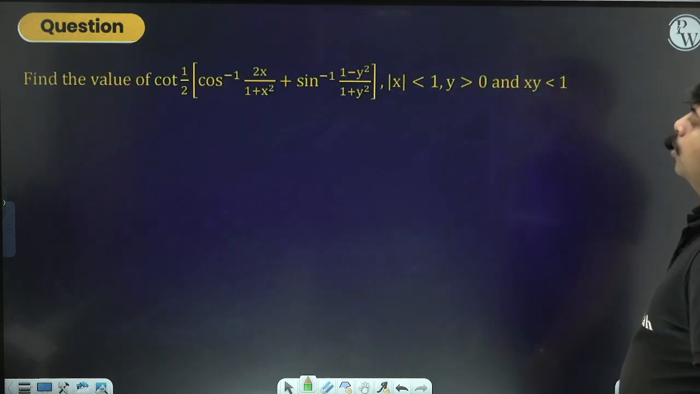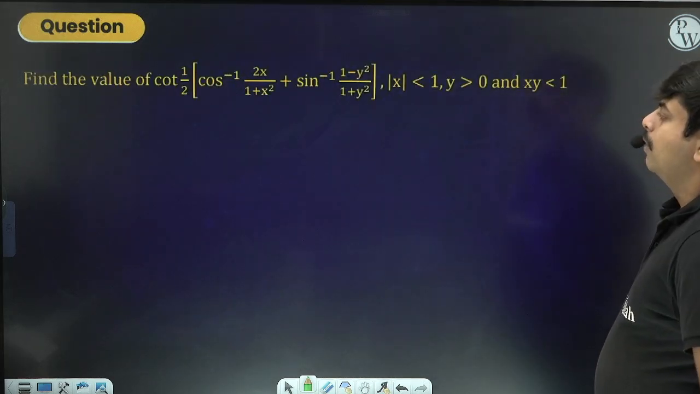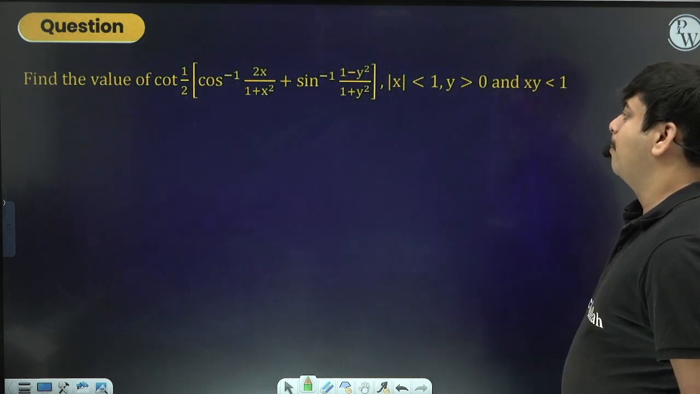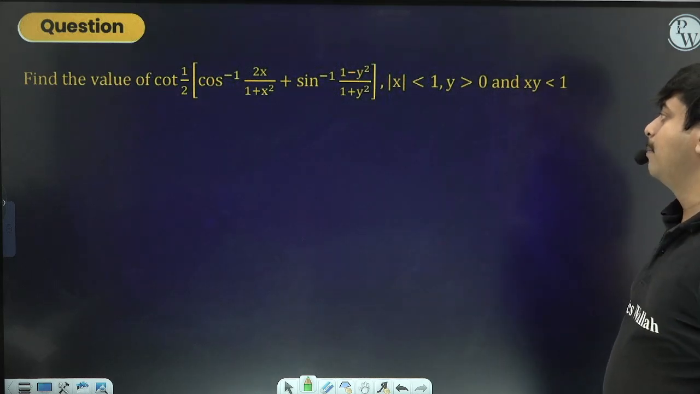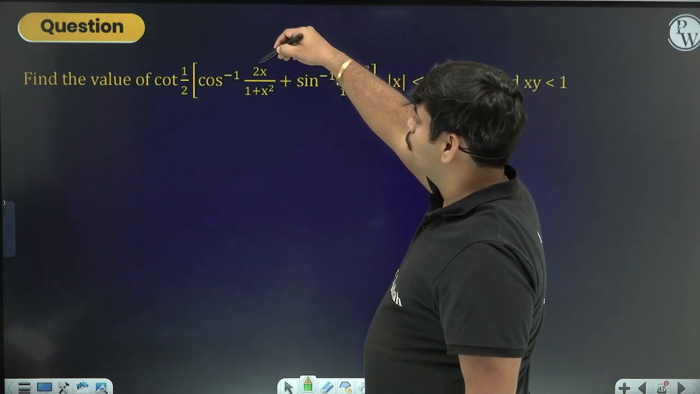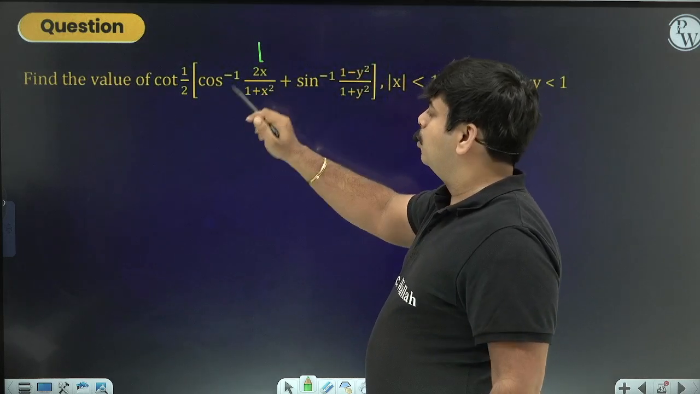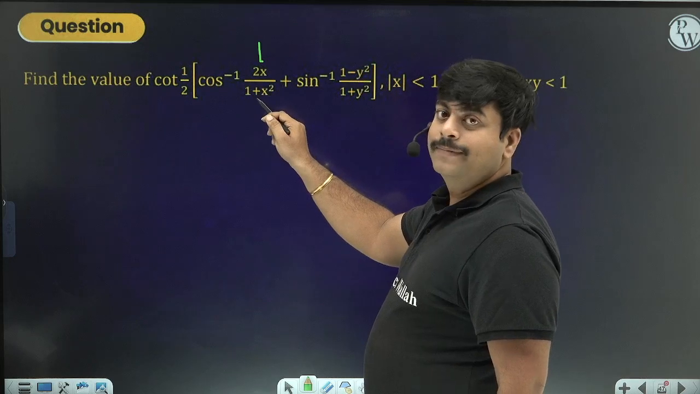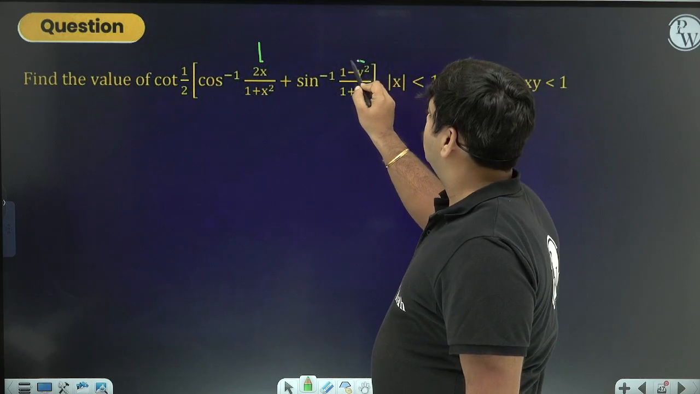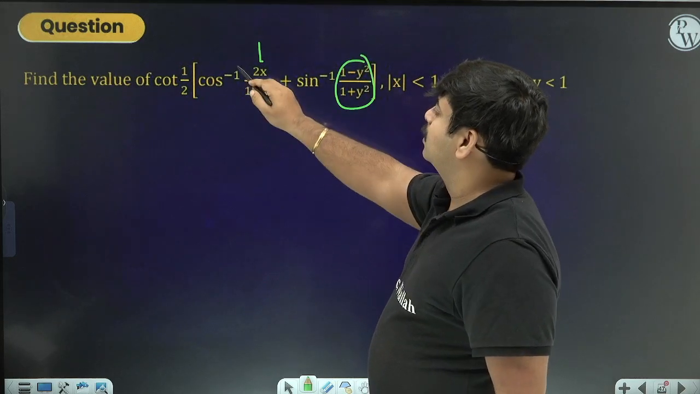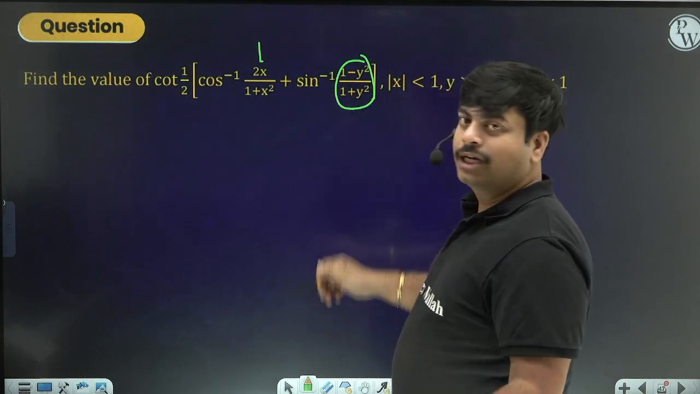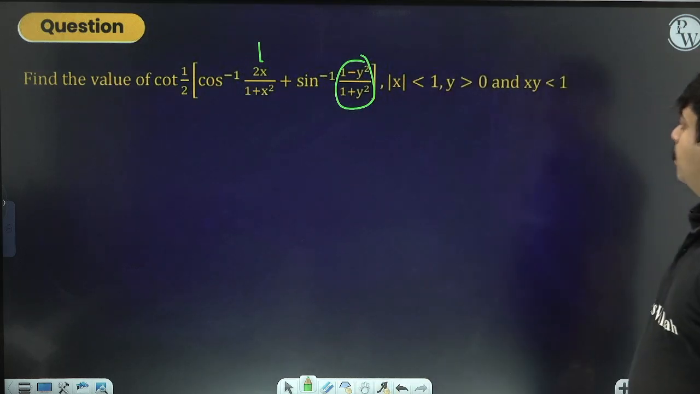Okay, so next, find the value of cot of 1 by 2 times of cos inverse 2x by 1 plus x square plus sin inverse 1 minus y square by 1 plus y square. So if you keep x equal to tan theta, 2 tan theta by 1 plus tan square becomes sin 2 theta, and the other becomes cos 2 theta. So cos inverse of sin 2 theta plus sin inverse of cos theta. So you need to solve from there.